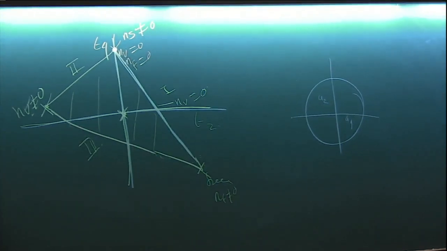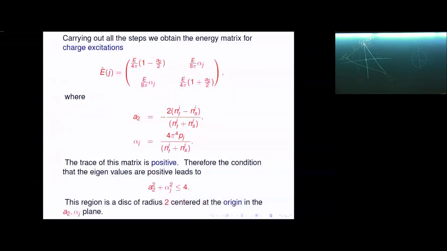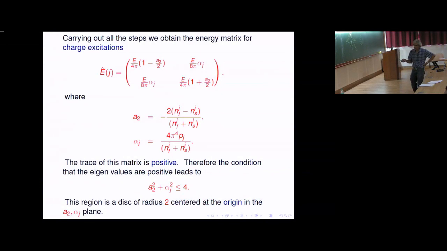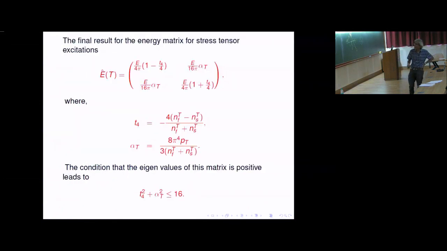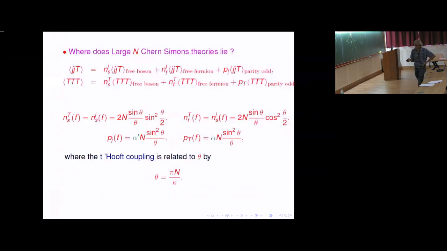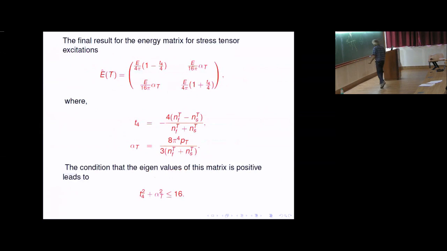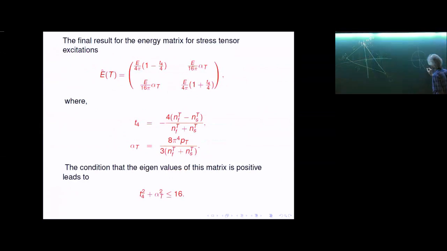similarly, you can carry it out. So it's a disk with this radius, and all the theories which satisfy the average null energy condition lie inside this. And similarly, if you do it for the stress tensor excitation, again you carry out the analysis. The analysis is a little bit more involved, but you will get this matrix. And again the condition that the eigenvalues of the matrix be positive gives a region which is a disk. Okay, so there is this 2-parameter space, and it has to lie in a disk. Now, one can show that this one is Einstein gravity. This is Einstein 2-derivative gravity.